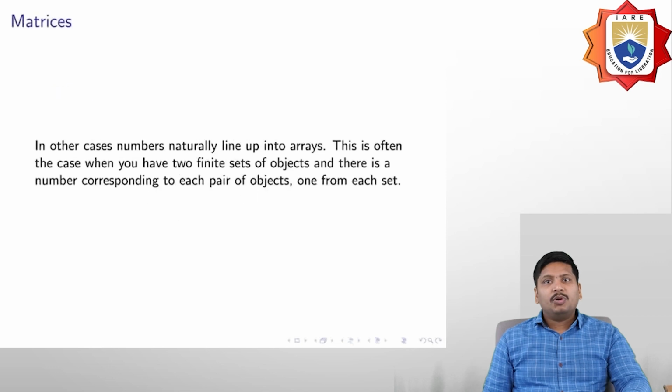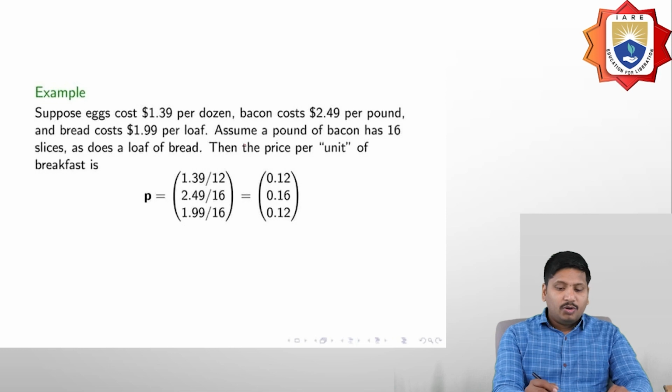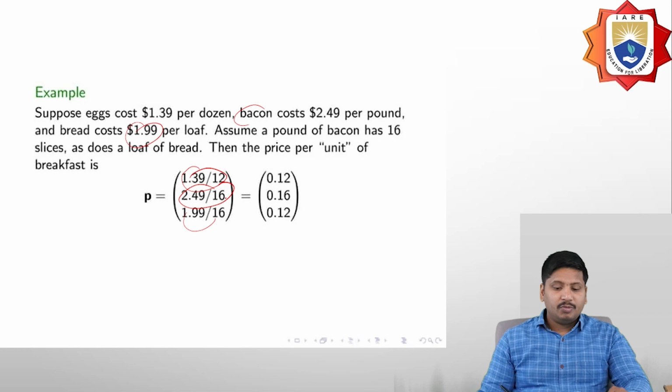Similarly, I'm going to have an egg cost, a bacon cost and a bread cost like this. So for representing this vector, I can show it. We have to divide by a dozen, so 1.3 is going to be divided by a dozen, and bacon is going to be divided by 16, sorry, and 1.99 should be divided per loaf.